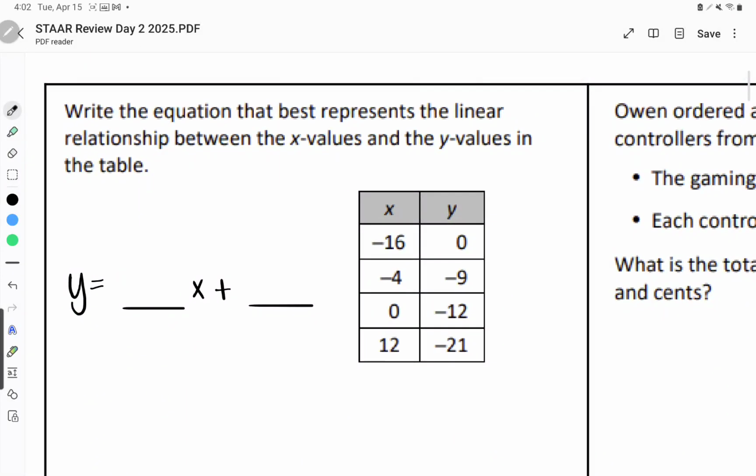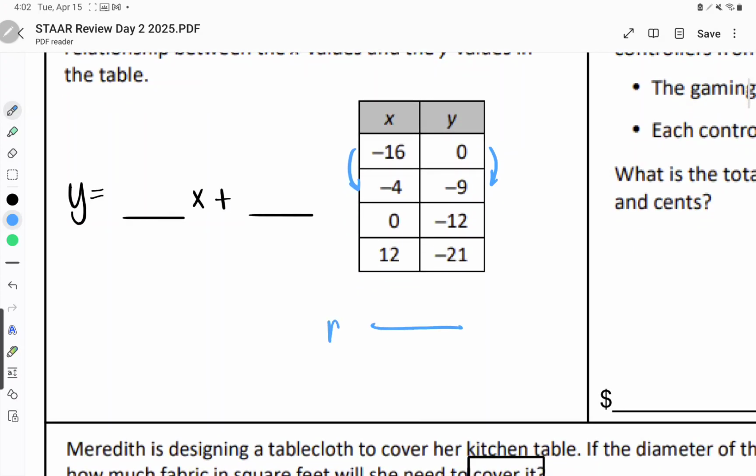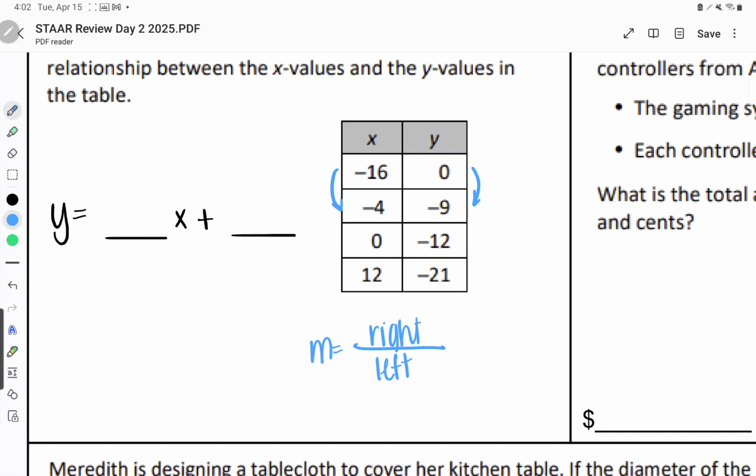It wants us to write an equation, which is just y equals mx plus b. Now, the first thing we do when we see a table is we draw our arrows. Then we would know that it's what side over what side for m. M is right side over left side.